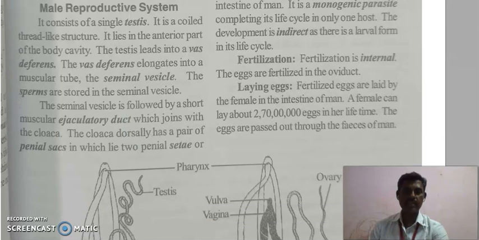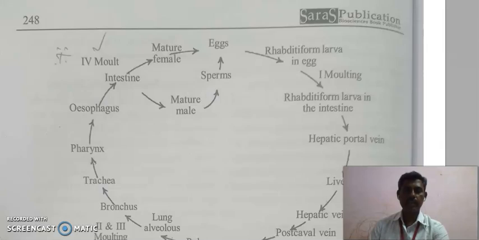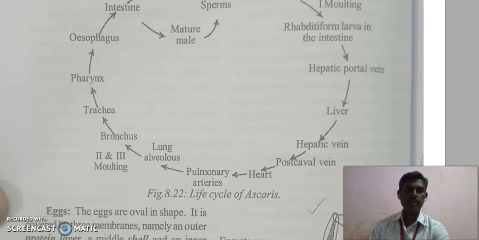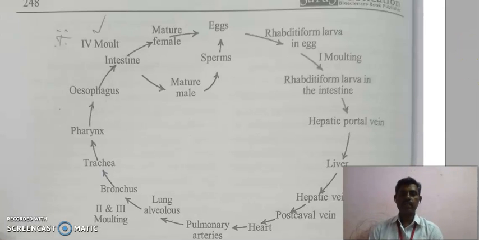Fertilization, laying eggs, and you can see in the life cycle how the rhabditiform larva forms here. Matured female and matured male Ascaris lumbricoides are present. The eggs are present in the female and sperms come from the males. When the sperm enters the egg, it forms the rhabditiform larva. It looks bigger, and that is what we call the rhabditiform larva.